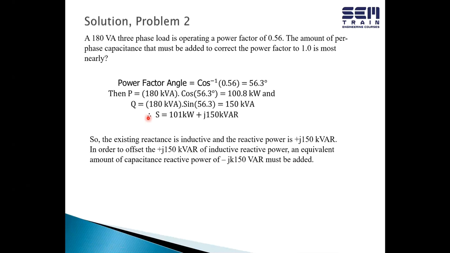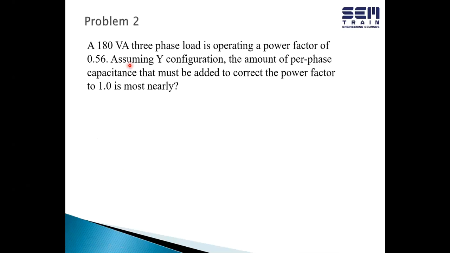And there it is. So let's go back and read this question again. This question, my apologies, could be stated a little more clearly. Notice that after reading the whole problem statement, it basically says: assuming Y configuration, the amount of per phase capacitance needed to be added is most nearly what? When you read this, it seems to imply that you're trying to find the farads.